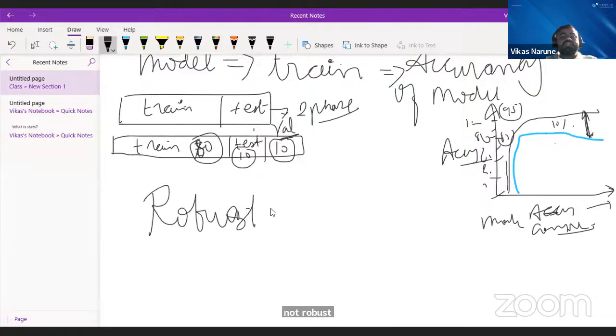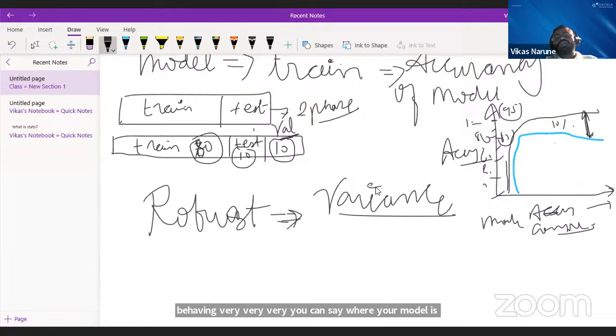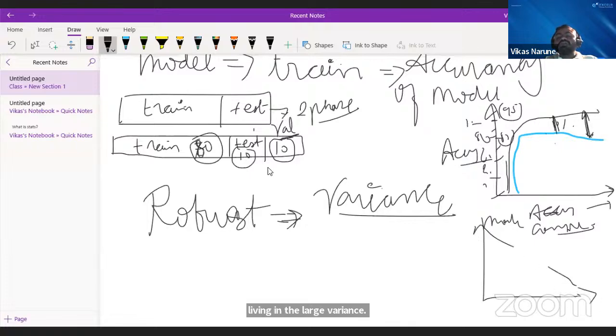Robustness of your model is not there. Your model is behaving in a very large variance way. So variance is very high. Now, if the same situation happens, let's imagine this way.